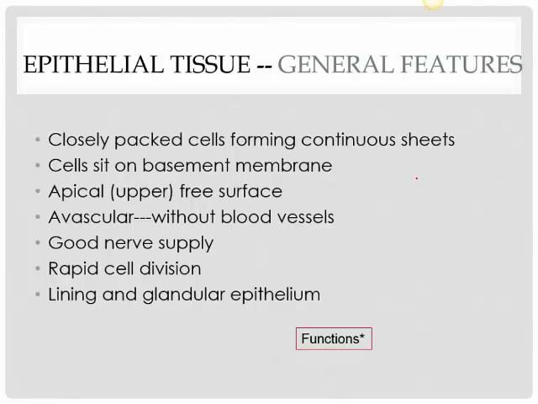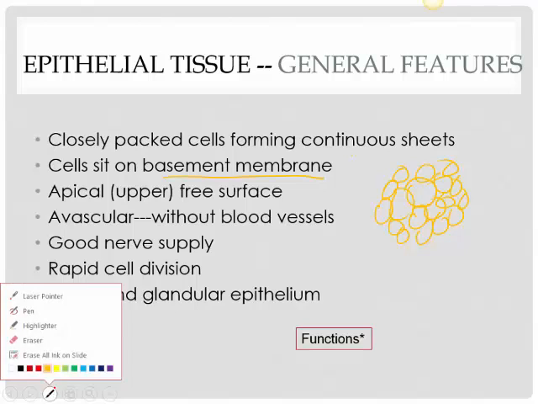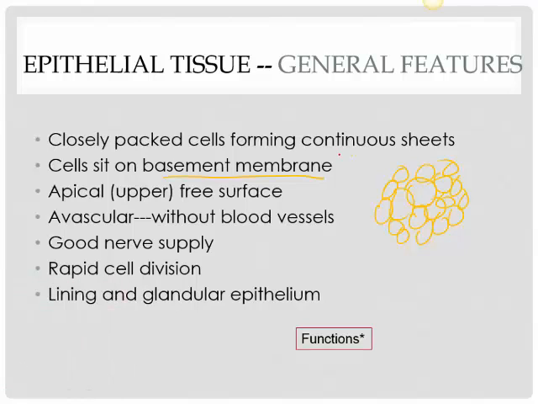So you have a continuous sheet of cells and they are very closely packed. So imagine if I looked from the top, the cells are closely packed like this. Very closely packed, forming a sheet. And this sheet has to rest on something. So all these cells sit on a foundation which is known as the basement membrane, which is made up of connective tissue. So basement membrane is made up of connective tissue and these epithelial cells sit on top of that.